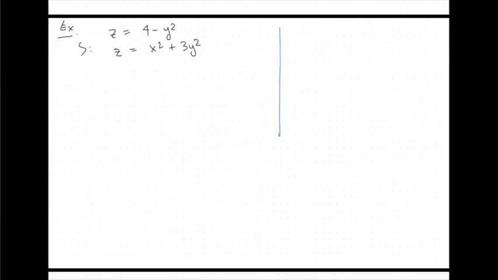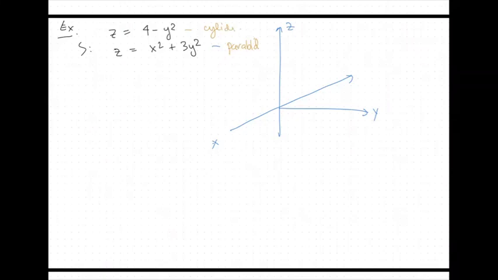I will draw this. This is z equal to 4 minus y squared. Let me use this as my x, and then this is my y, and this is my z. I just want it to be oriented this way. So this one is a paraboloid, and this one is a cylinder. Let me just shortcut it. Cylinder.